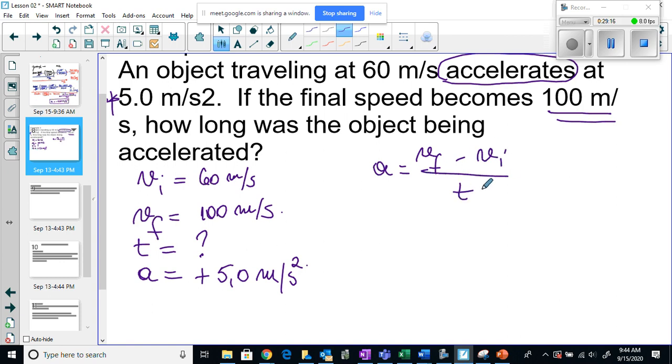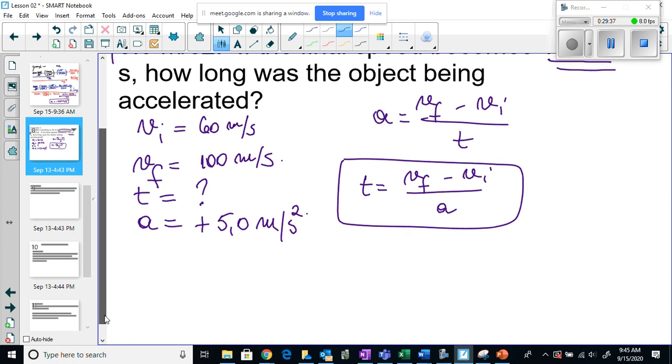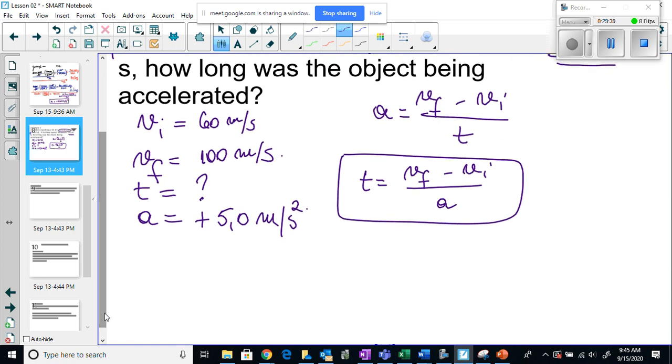You have two ways to solve this because what we have here as a known is time. You can use that relationship that we had on the first slide, where time is equal to V final minus V initial over acceleration, or you can substitute whatever is given and then solve for what you are missing. So both ways are fine.